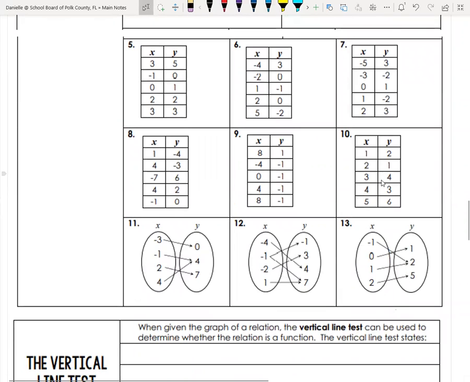When looking at a chart, again, we look at our x values, we look all the way down, and we say, do any numbers repeat? Those repeat, so this is not a function. And nothing repeats here, so yes, a function.